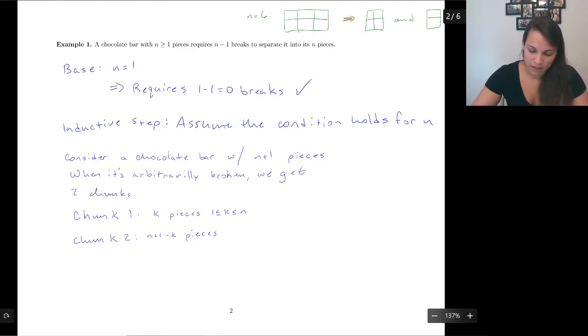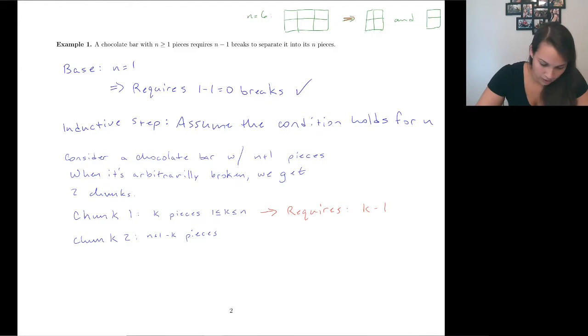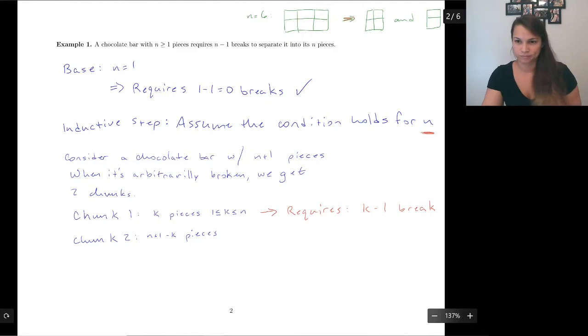Now I want to say something about how this is going to break. So we can say that he requires k minus 1 breaks to break into its k pieces. But wait. That wasn't what I assumed. I assumed that it only held for n.